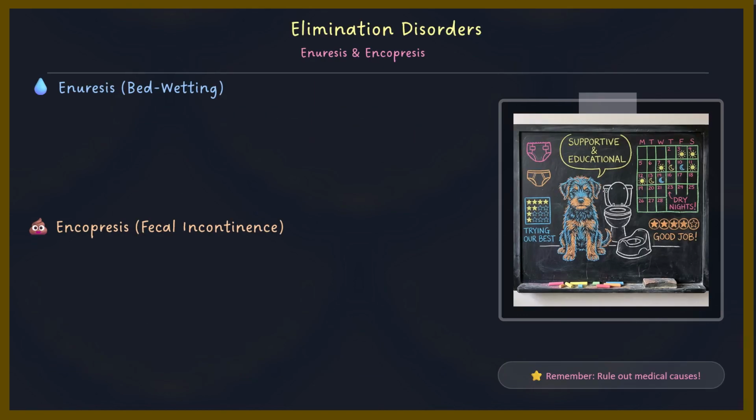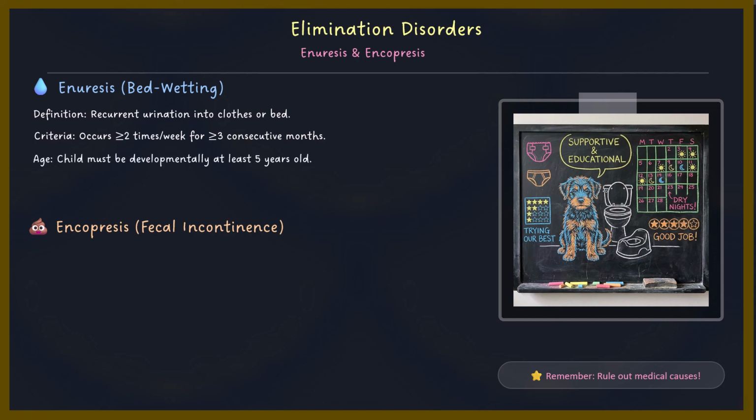Next, we are going to discuss elimination disorders. So enuresis, or bedwetting, is recurrent urination into clothes or bed. Criteria: it must occur at least 2 times per week for at least 3 consecutive months. And the child must be developmentally at least 5 years old. This is important to note because they like to see if you know this age cutoff, and they may present to you a child that's maybe 4 years old and they would not meet criteria for an elimination disorder.